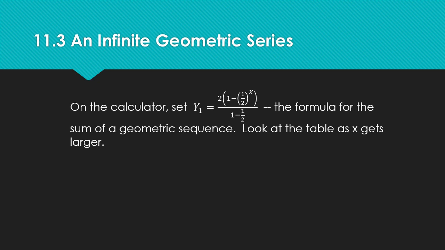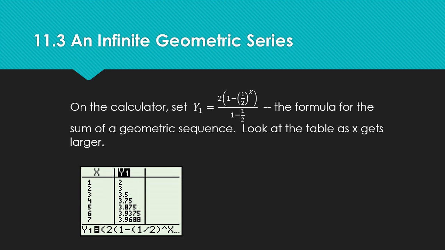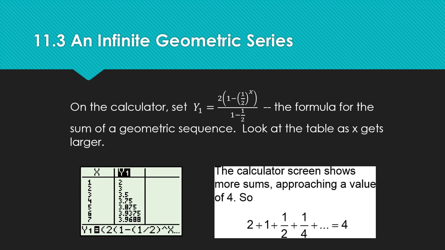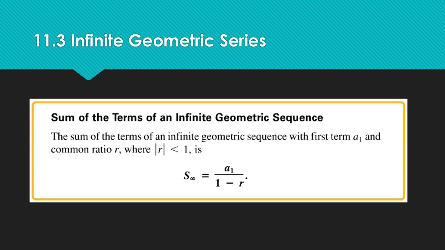Doing this, and you could do this on a calculator, how you would do that is to set y1 equal to this formula you see here. And just trust me, this is the formula you want to use. It's the formula for the sum of a geometric sequence. And look at the table. And here's that table. And notice as x gets larger and larger, it seems to be approaching a certain number. In fact, that number it's approaching is 4. So if you keep adding, it's going to approach the number 4. In other words, it converges.